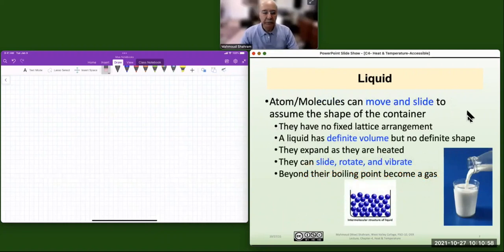Then we move on to liquid, in which molecules and atoms are not really bound together. They slide against each other, they move around against each other, but they can take the form of the container. They can, as I said, slide, rotate, or vibrate. And if you increase the heat, they can actually escape from the surface of the liquid and into the space in the form of a gas.